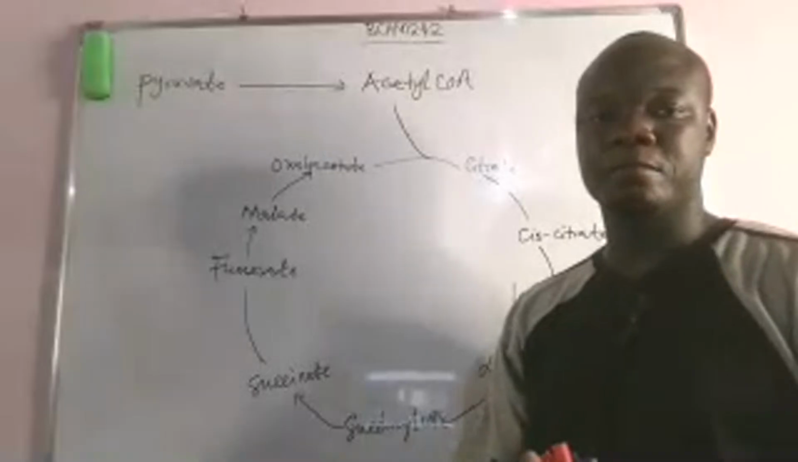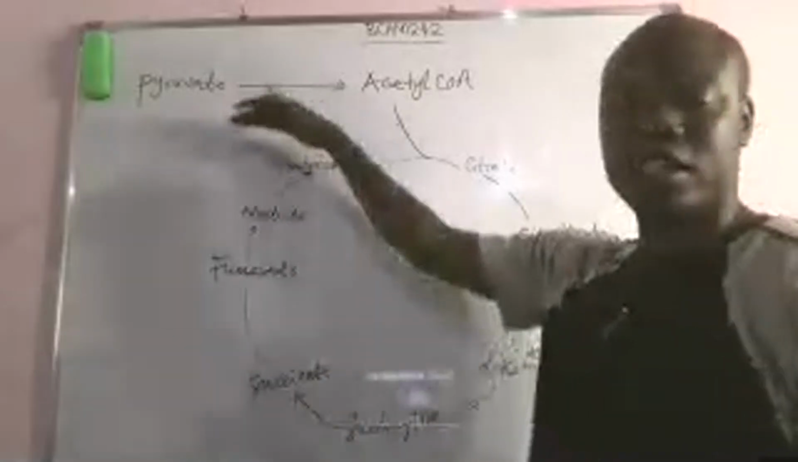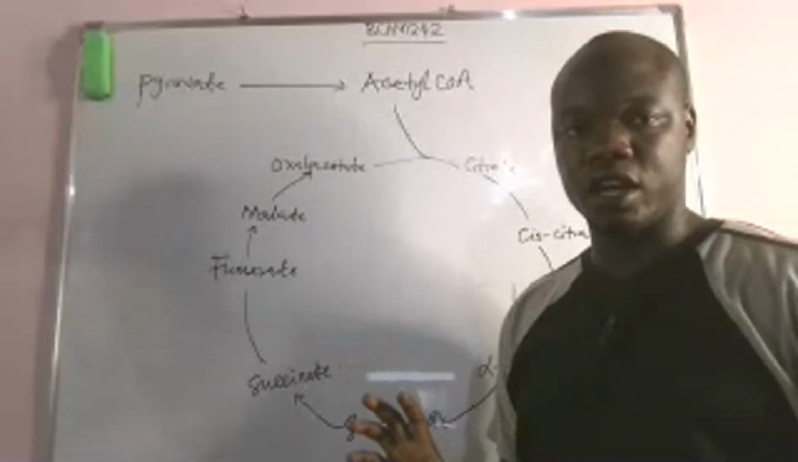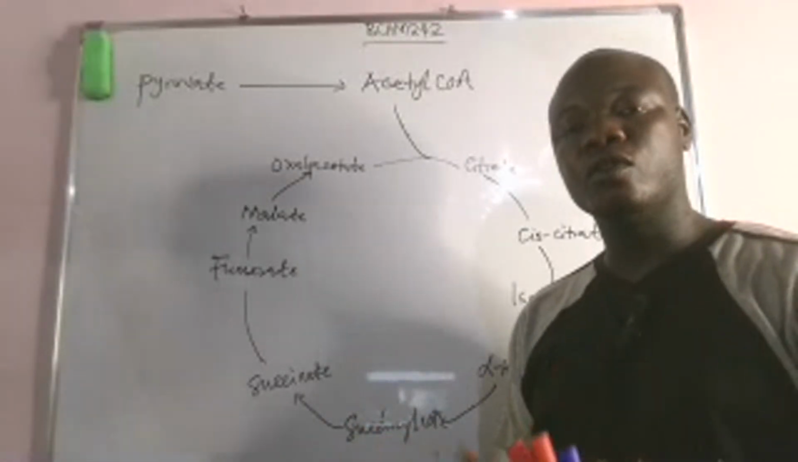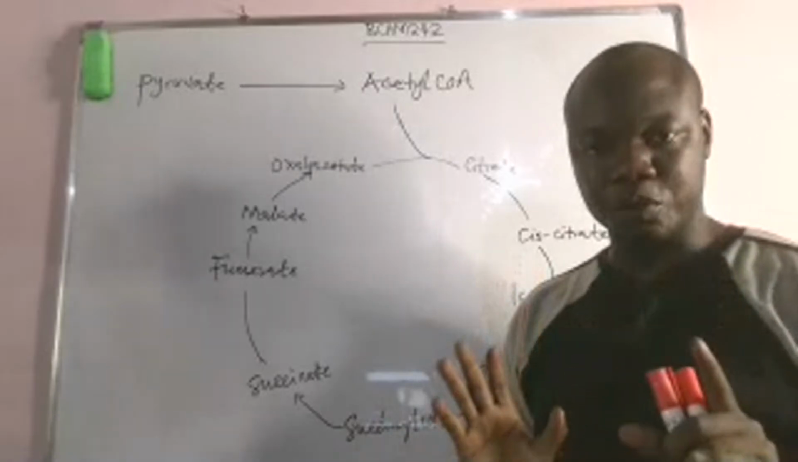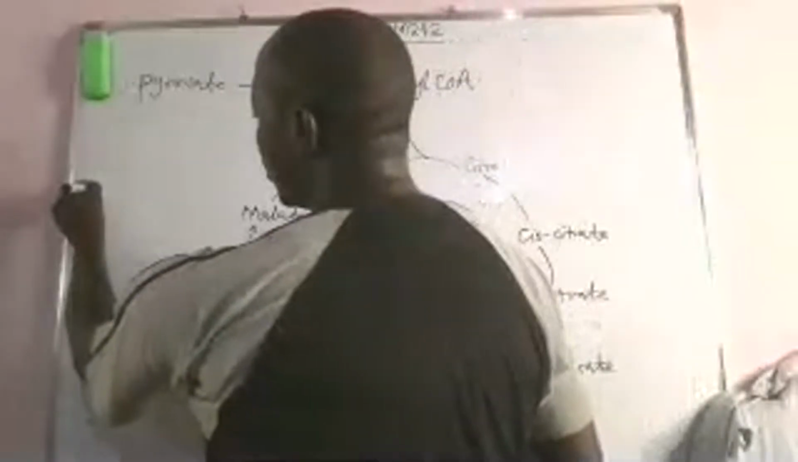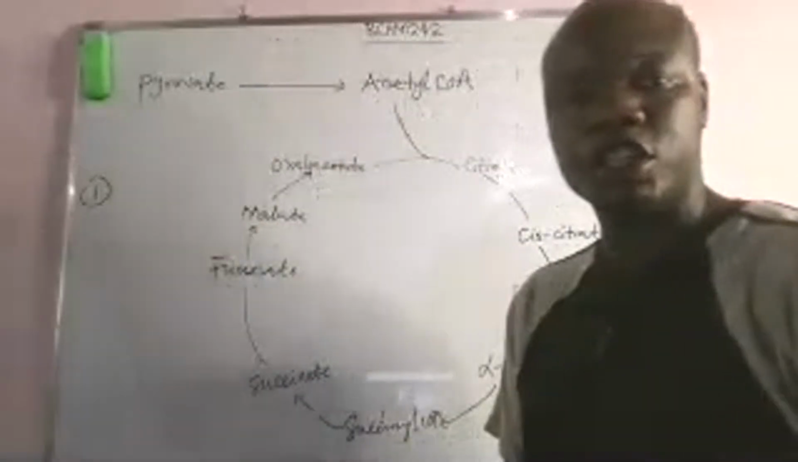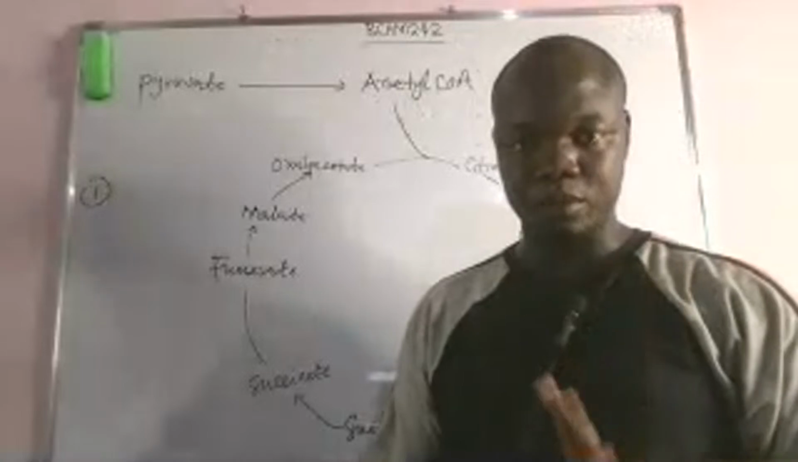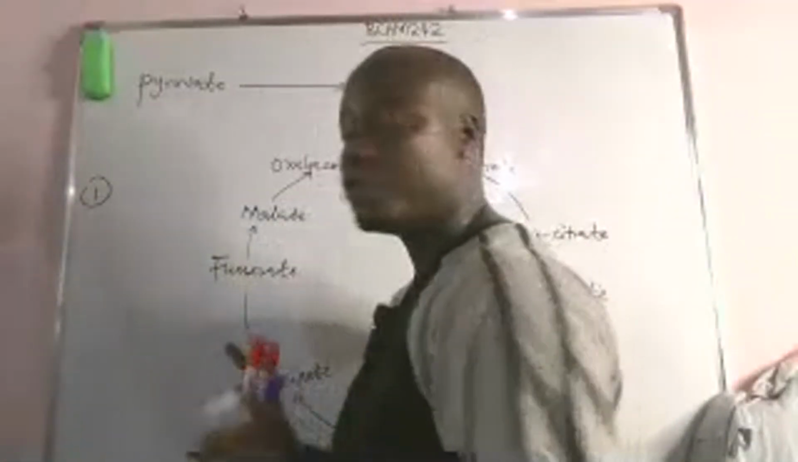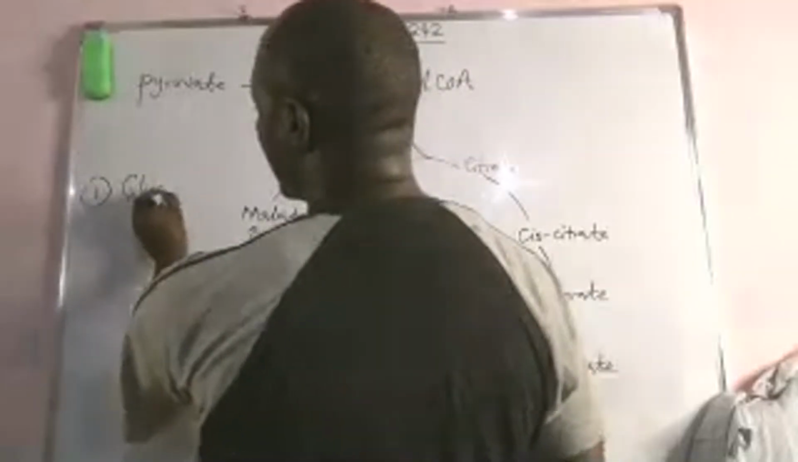So, ladies and gentlemen, this is where I'm going to start. Don't forget, from our previous classes, we discussed that the citric acid cycle takes place in the mitochondria. Generally, we have 4 steps of cellular respiration. Number 1, after digestion, the first step of cellular respiration is glycolysis.